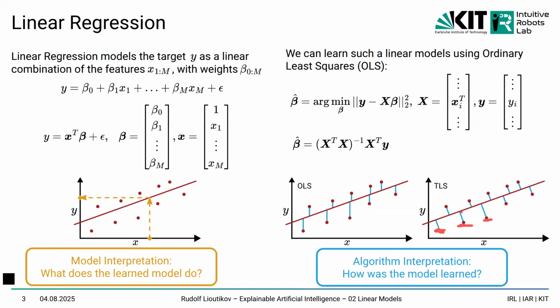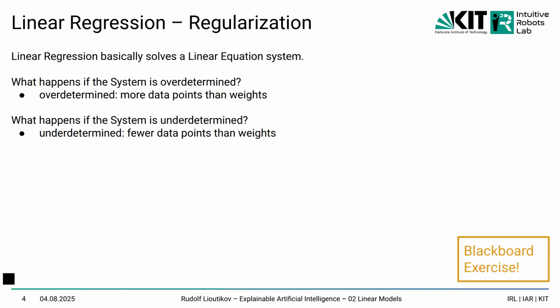On the left-hand side, we have our OLS, and on the right-hand side is what we usually refer to as total least squares. How many of you have ever seen or heard about TLS? Okay, cool, some of you, nice. And this is again the difference between model interpretation and algorithmic interpretation in this case.